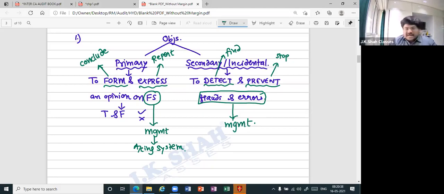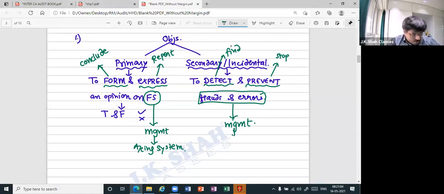If there is some fraud which happens in, say, JK Shah Classes, can I say then it is JK Sir's primary duty to find it? The auditor's is secondary, the primary is of JK Sir, no? So obviously, to detect and prevent frauds and errors, the primary responsibility is of management.